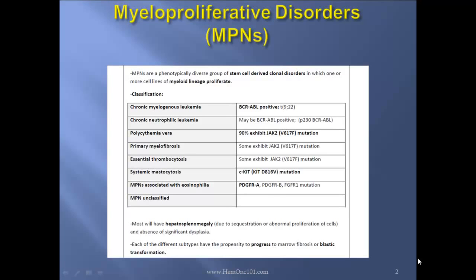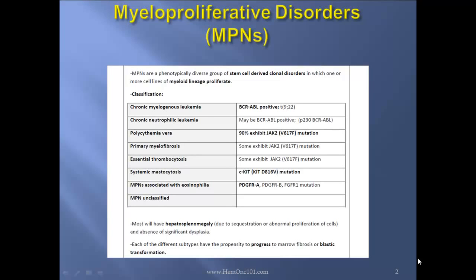Myeloproliferative disorders are a phenotypically diverse group of stem cell-derived clonal disorders in which one or more cell lines of myeloid lineage proliferate. Classification is 1. Chronic myelogenous leukemia, which is BCR-ABL positive, translocation 9;22. Chronic neutrophilic leukemia may be BCR-ABL positive.